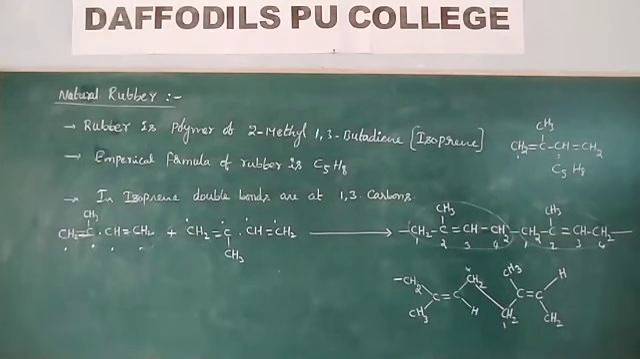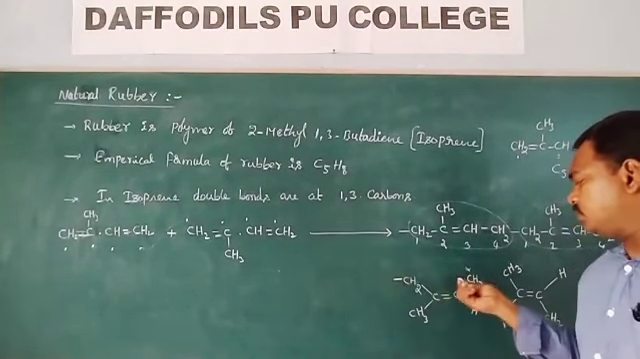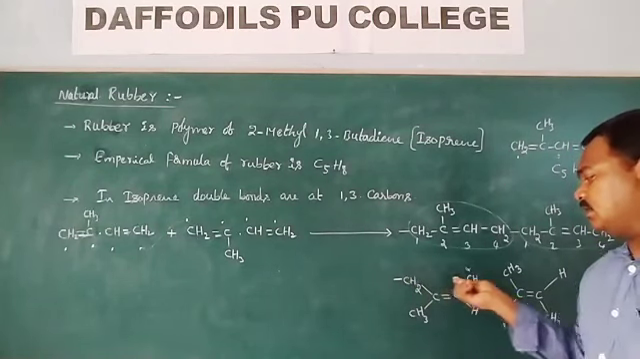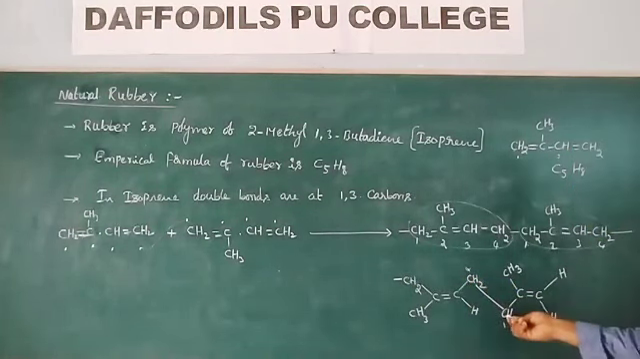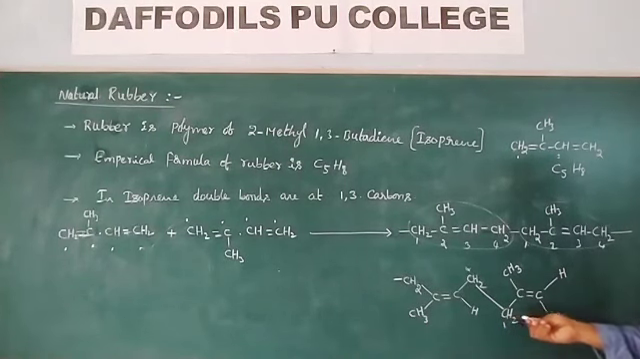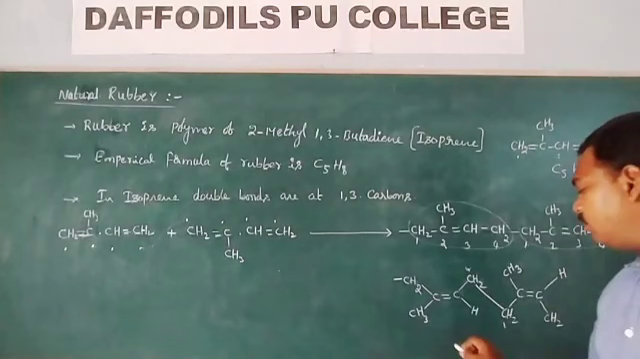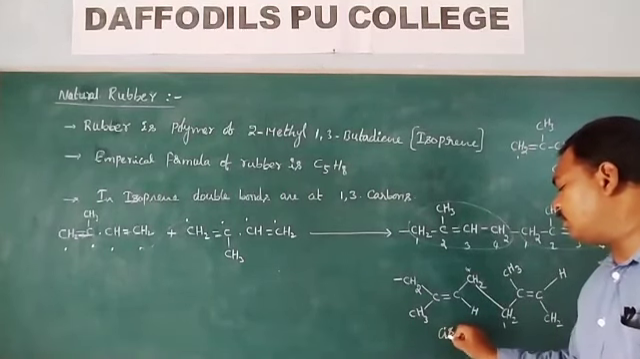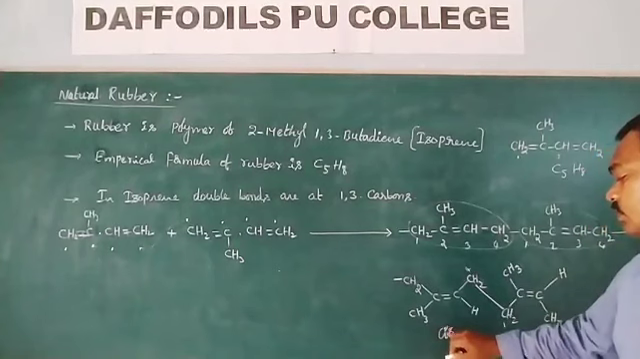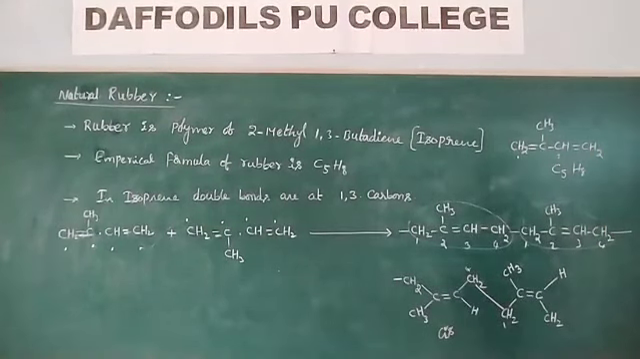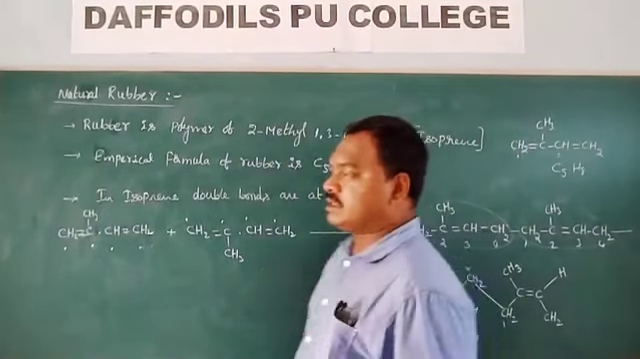Okay? Look at the configuration. Two similar groups are present at the same site, CH2, CH2. Here also two similar groups are present at the same site, CH2, CH2. So when similar groups are present at the same site, then such kind of configuration is known as the cis configuration. So this is a cis configuration. So isoprene units in rubber are in cis configuration.